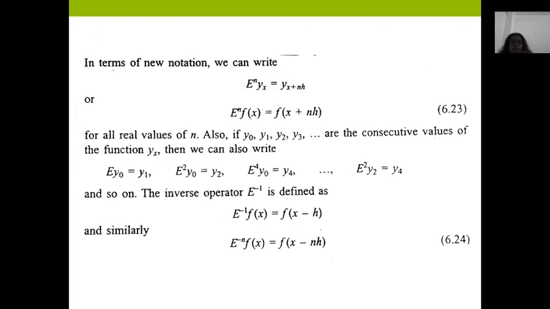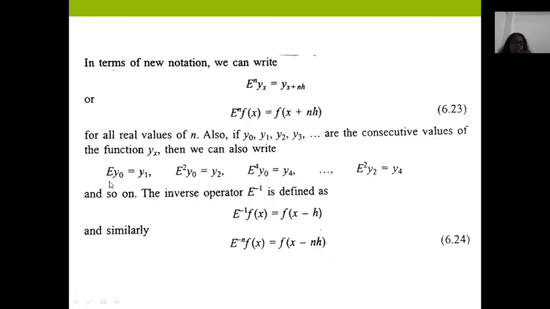And E^n, so that is a new notation that we have already seen. I had shown you an alternate notation. So E^n y of x can be written as y of x plus nh. So E^n f of x can be written as f of x plus nh. Got the point? No need of any confusions, just writing directly.